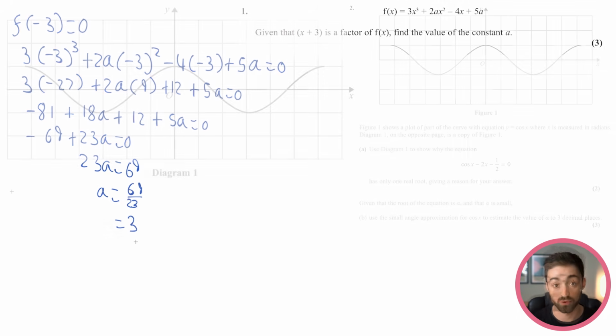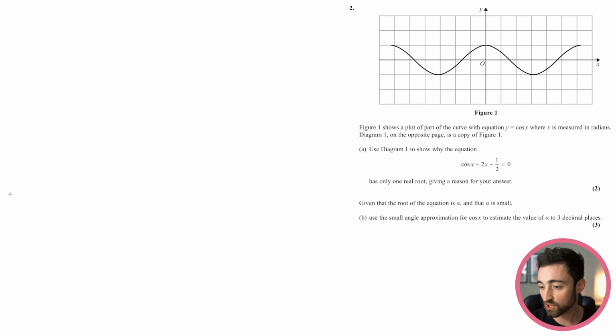Cool. Question 2. Figure 1 shows a plot of the part of the curve with equation y equals cos x, where x is measured in radians. Diagram 1, on the opposite page, it's got to be figure 1. Cool. Use diagram 1 to show why the equation cos x minus 2x minus a half equals 0 has only one real root.